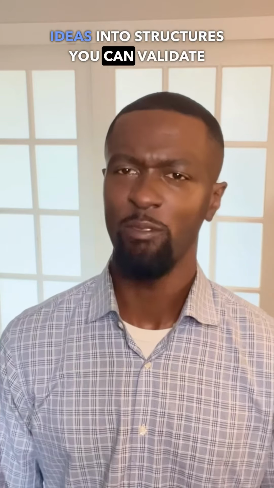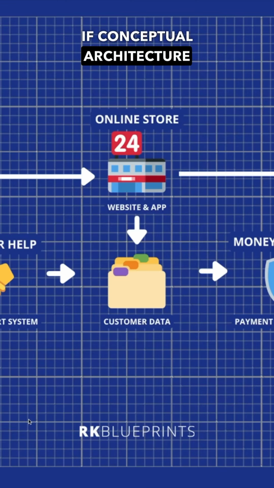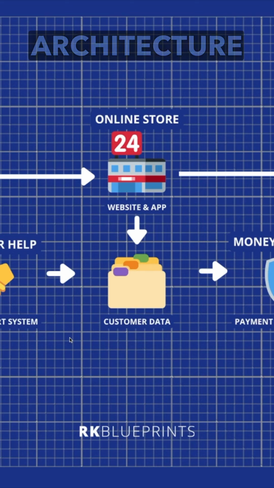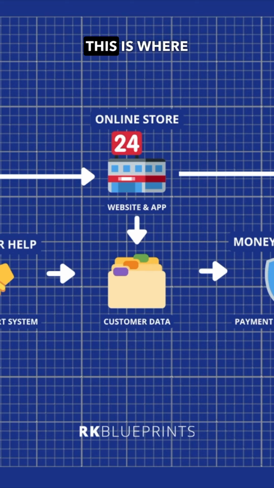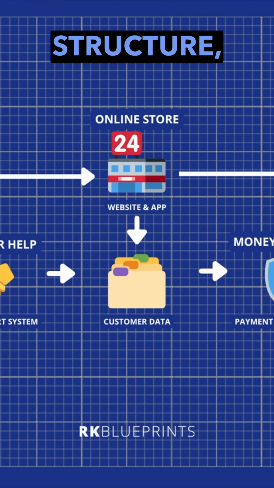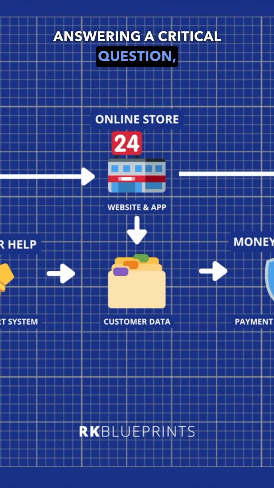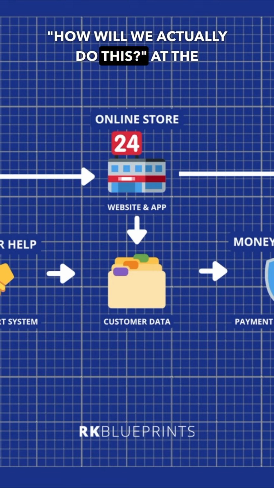Logical architecture sits squarely in the logical row of Zachman, the row that translates ideas into structures you can validate before any investments are made. If conceptual architecture is the dream, logical architecture is the work. This is where architects and engineers translate intent into structure, answering a critical question: how will we actually do this?